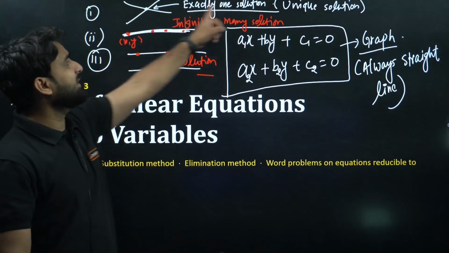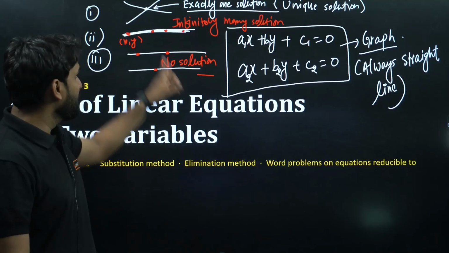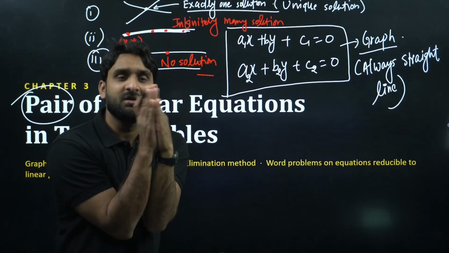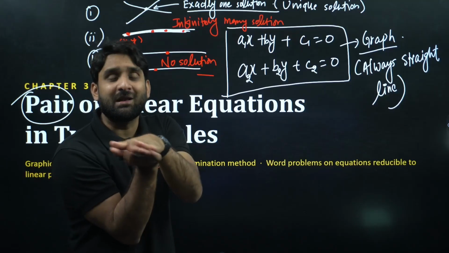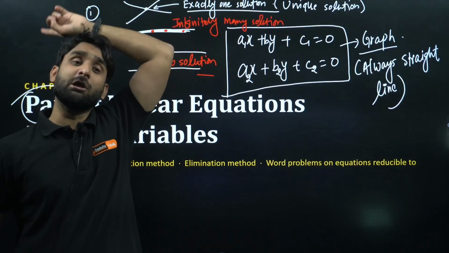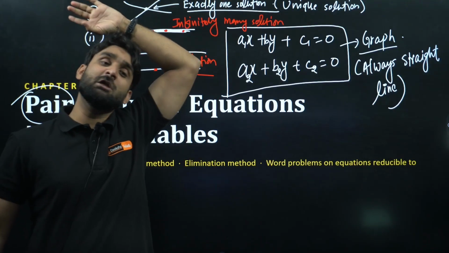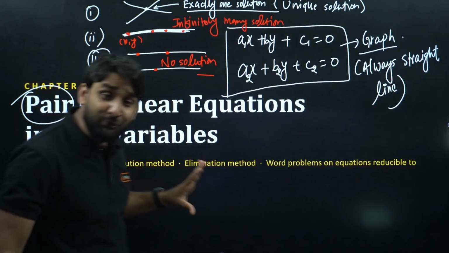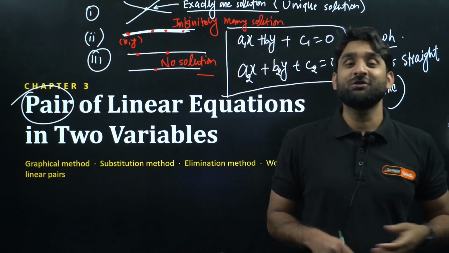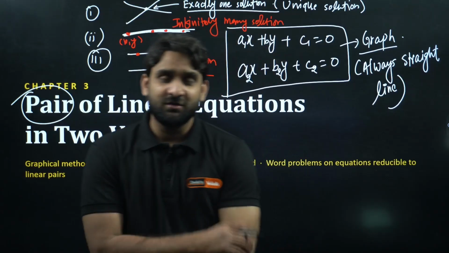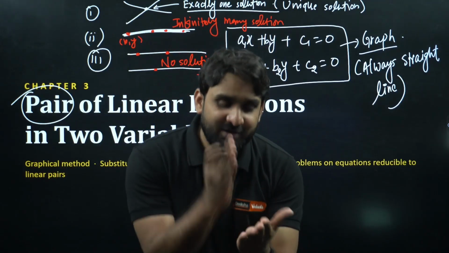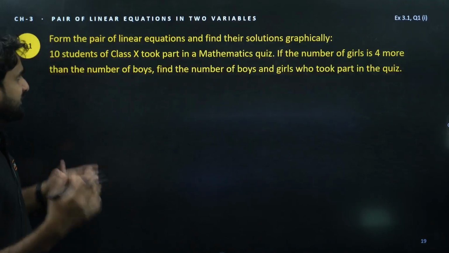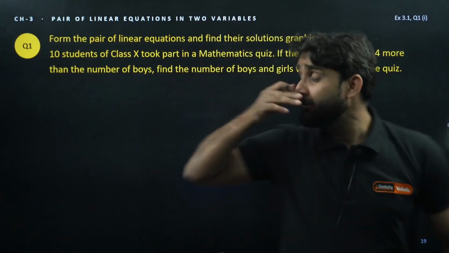When intersecting, exactly one solution. When coinciding, meaning both lines are overlapping each other, there will be infinitely many solutions: infinitely many values of x and y which satisfy both equations. And if they are parallel to each other, there will be no solution. Solution means what? The value of x and y which satisfy both the equations. Okay, let's do it for your clarity. Look at the first question here.